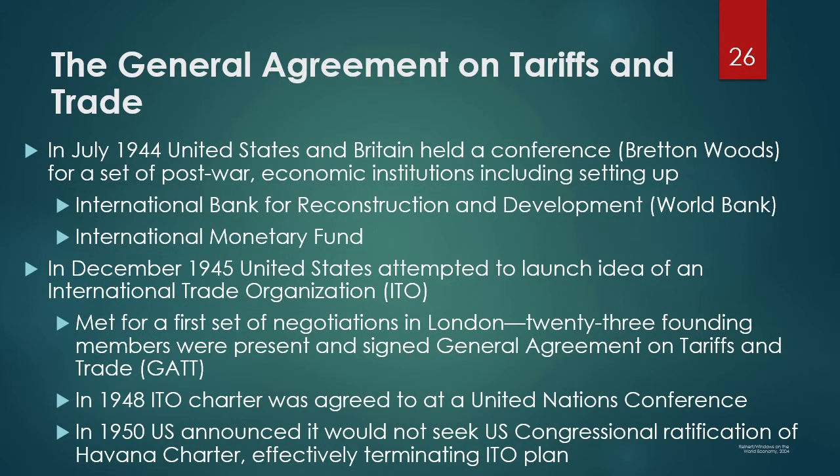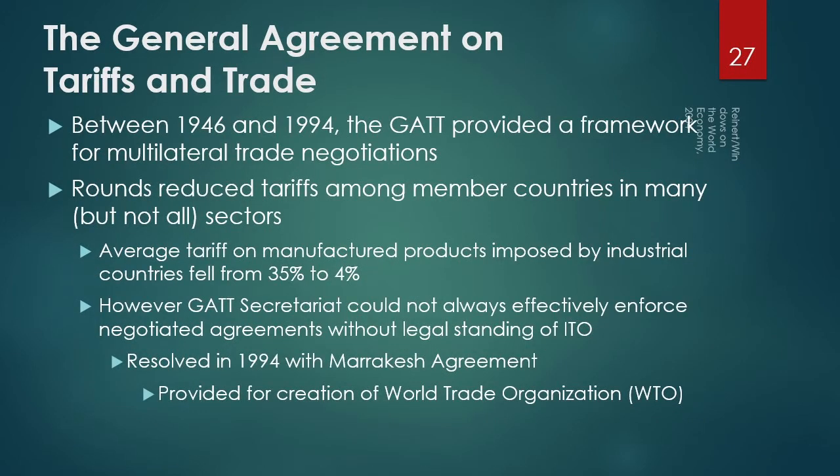It met for a first set of negotiations in London. 23 founding members were present and signed the General Agreement on Tariffs and Trade, GATT. In 1948, the ITO Charter was agreed to at a United Nations conference. And then in 1950, the U.S. announced that it would not seek U.S. congressional ratification of the Havana Charter, effectively terminating the ITO plan. And so GATT, the General Agreement on Tariffs and Trade, stood.